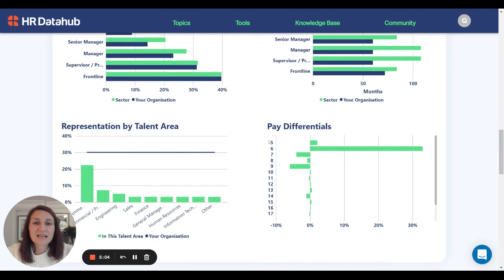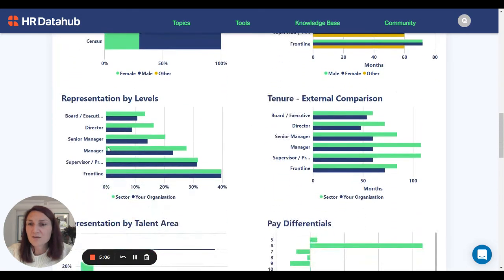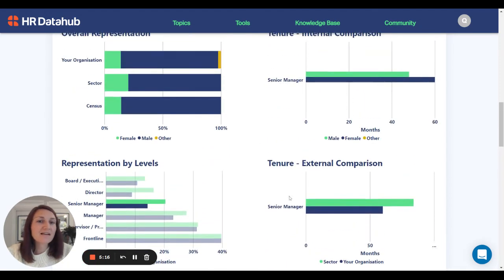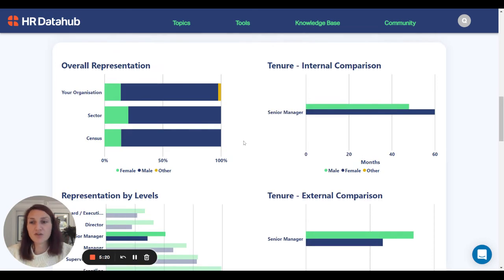So I can keep investigating those charts and trying to understand, okay, what's happening at senior manager level. If I click on that, is there a pay differential issue? It's kind of not really. What's the representation by talent area look like? What does the tenure look like? So there's a wealth of information that I can get just from this section alone.